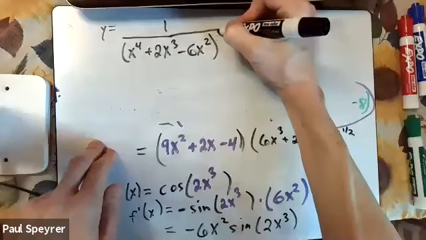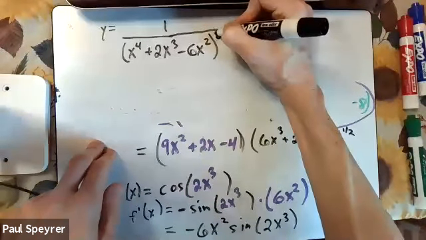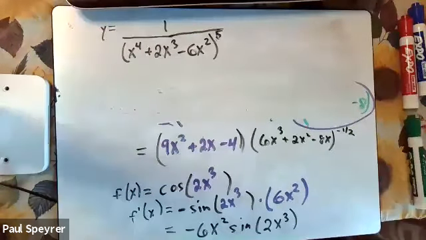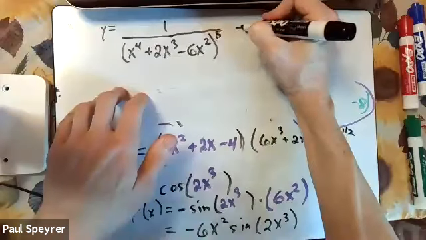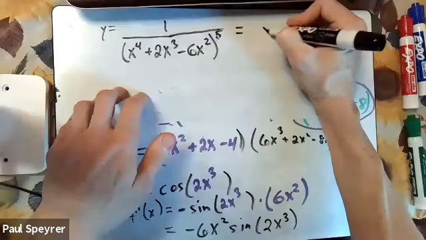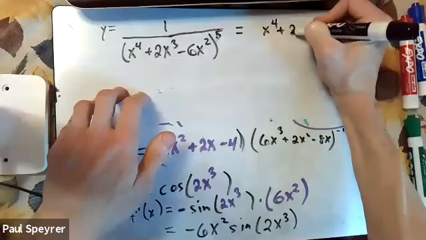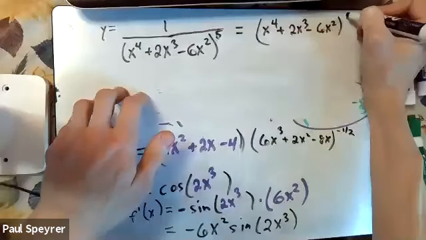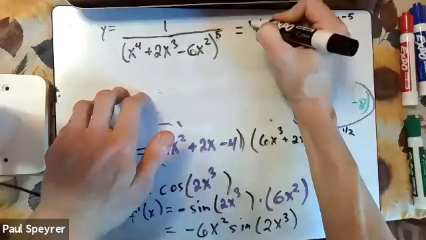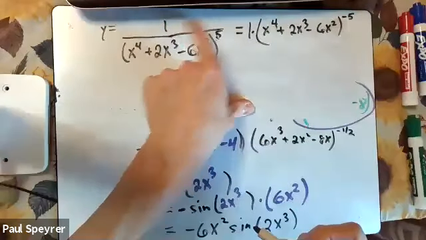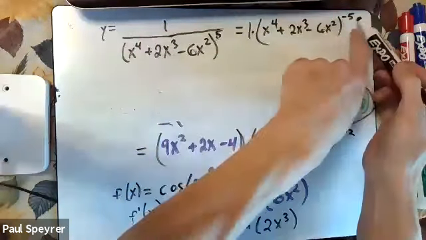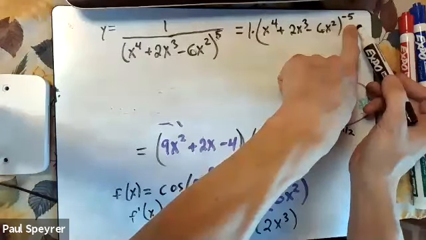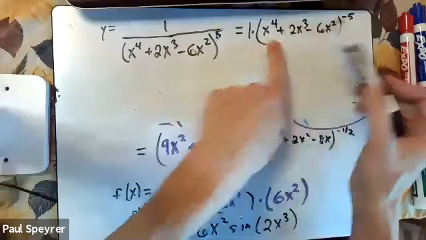So you may be thinking, oh, we have to do quotient rule right here. Yeah, you could do quotient rule, or what we could do is manipulate it algebraically a little bit. I could say this is x to the fourth plus 2x cubed minus 6x squared to the negative fifth power, and I could say 1 times that. So this 1 is this. Remember, negative exponents, if we make them positive, we'd have to flip it, right? So if I flip this expression here, we get back to here.